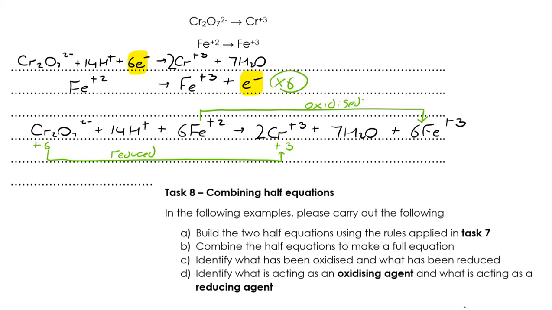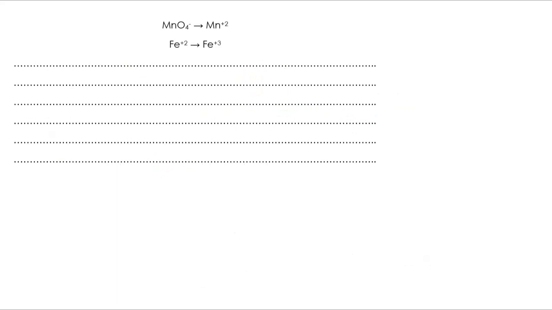And similar to the earlier examples, the oxidised species is the reducing agent, and the reduced species is the oxidising agent. Next example.